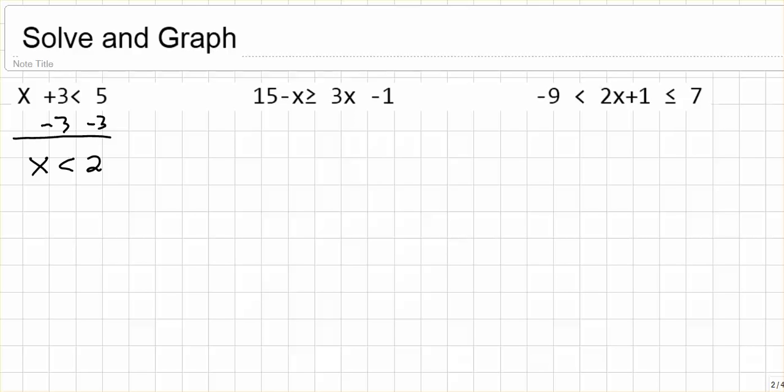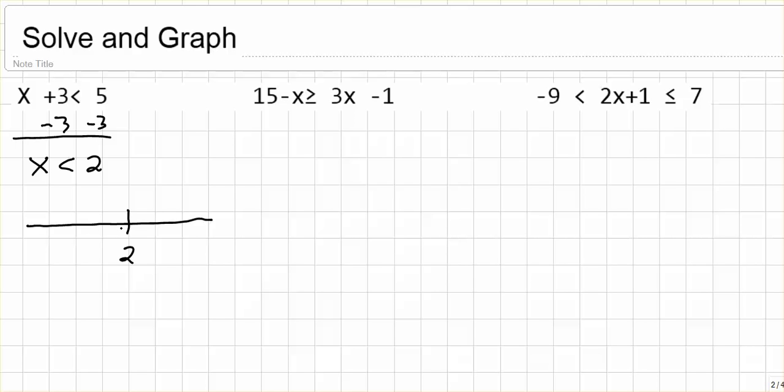What we can also do is graph this. So we can start with our number line. The pivot point is 2. Now, since we know that we're not going to include 2, we're going to use a parenthesis. But now we have to decide which direction we are going to point that parenthesis. Well, we know from our inequality that x is less than 2. So we know that negative 1, 0, negative 10 will work.